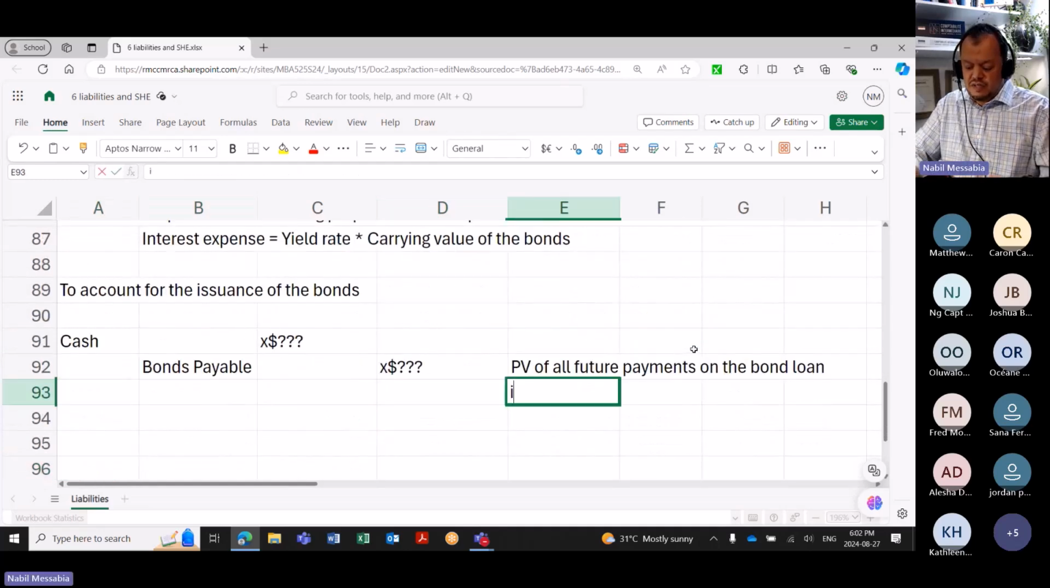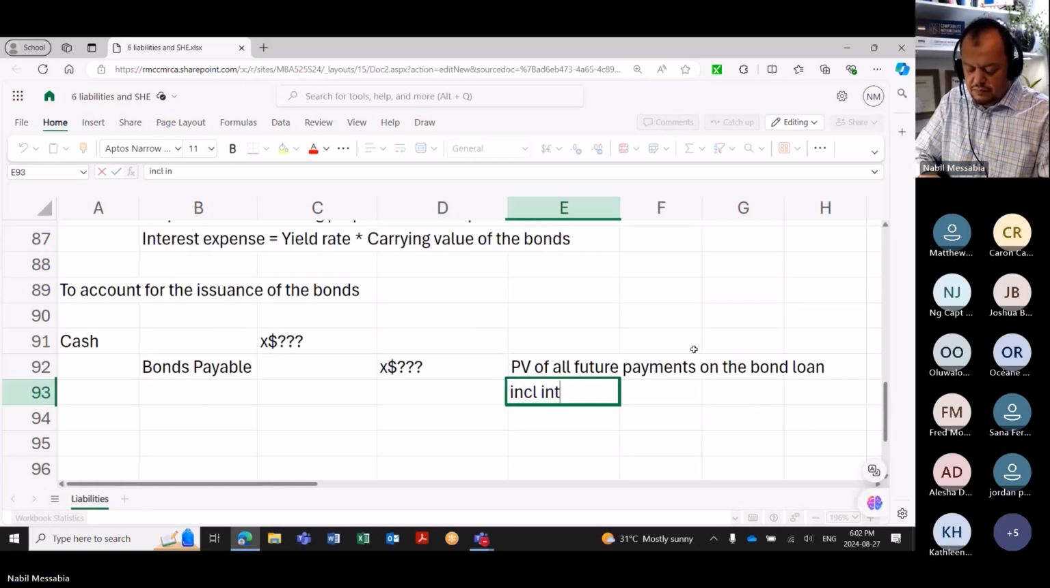So all future payments, which means including what? The cash interest. We calculate the present value of what we are going to pay in reality, which is the cash amount of the interest, not the interest expense. Interest expense is for accrual-based accounting, not for cash. So here what we need to calculate is the present value of the cash amount of interest, which is not equal to the interest expense.